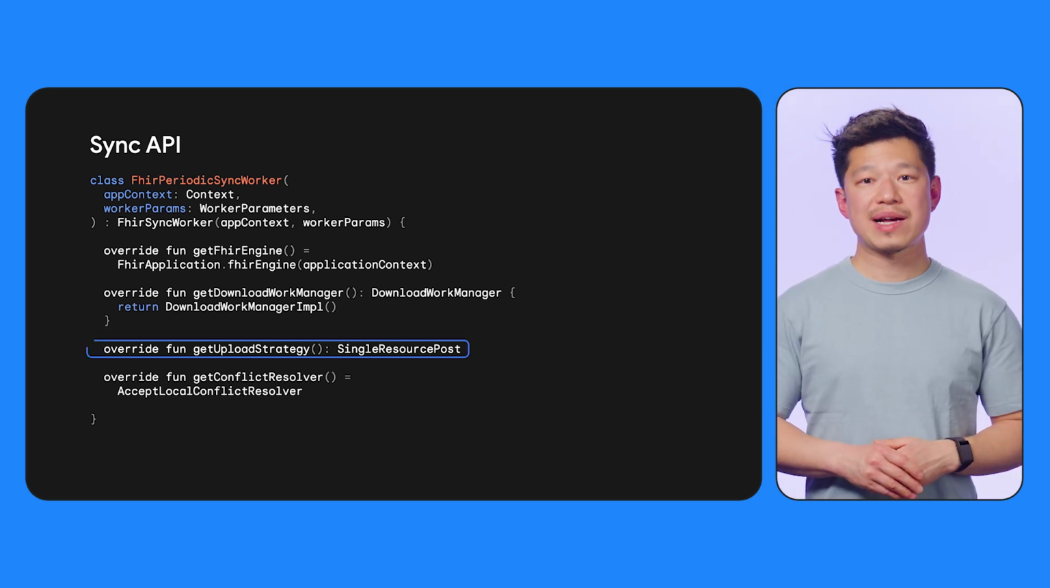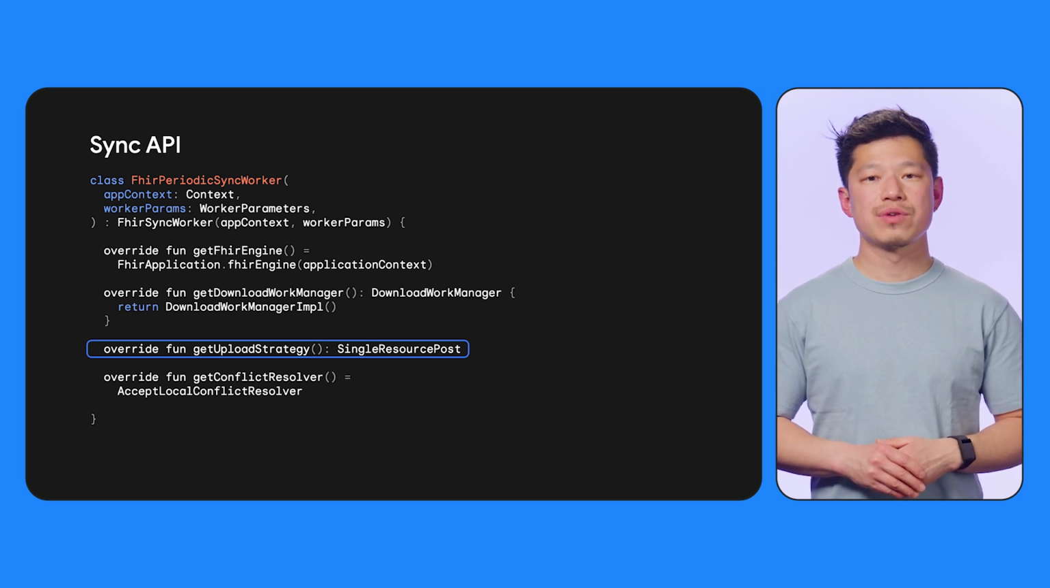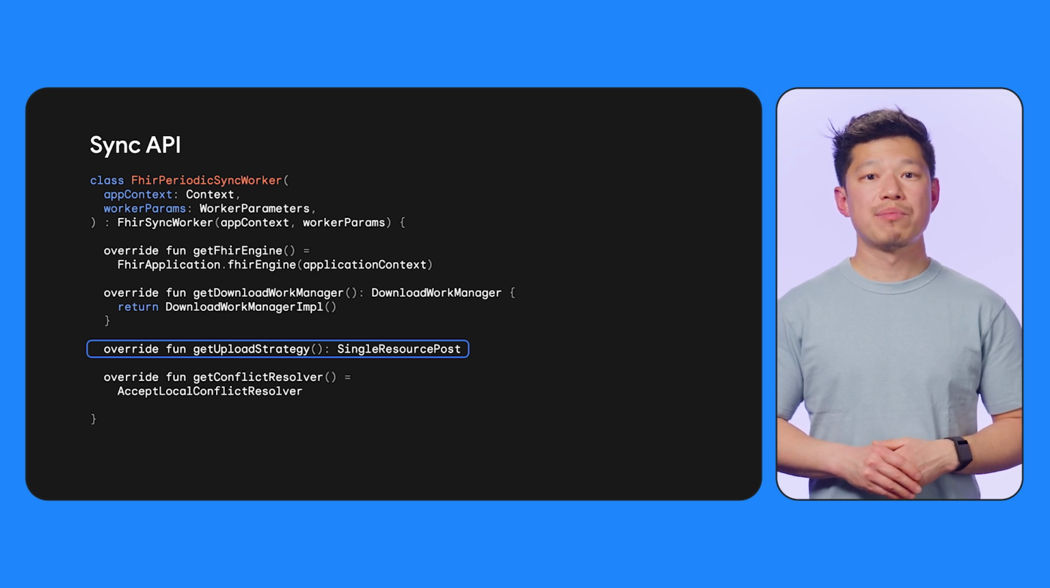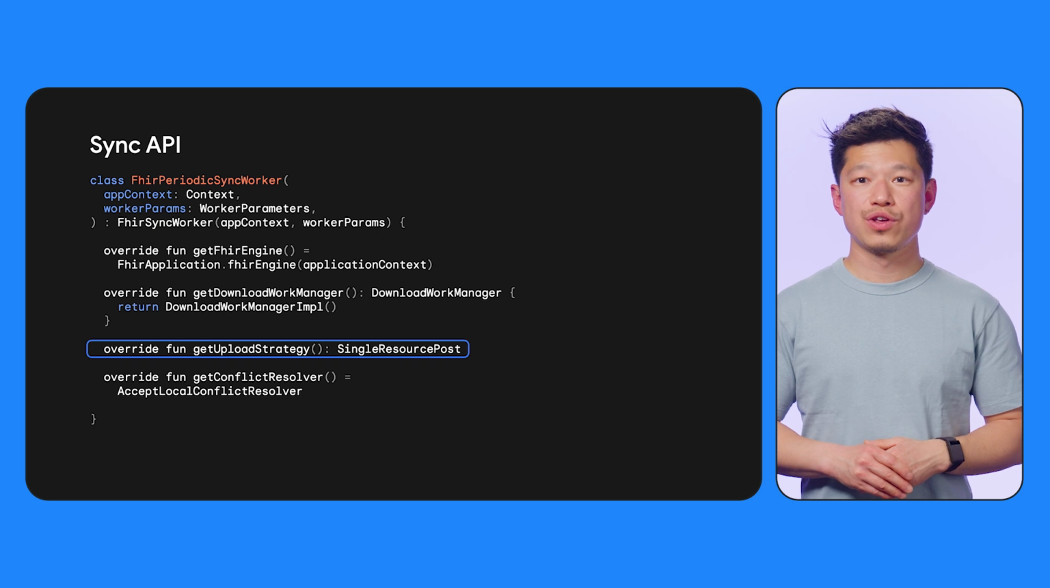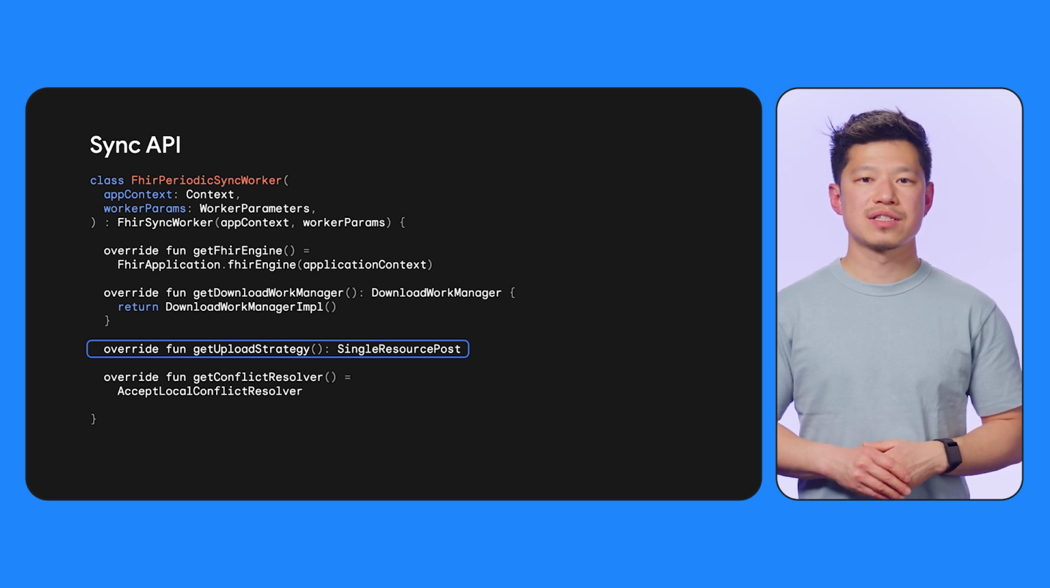You will also need to specify the upload strategy. For example, you can send a single request for each change you have made locally to the FHIR resources, or you can batch local changes together to reduce the number of round trips to the server. Which upload strategy works for you depends on your network constraints as well as the capabilities of the FHIR server.